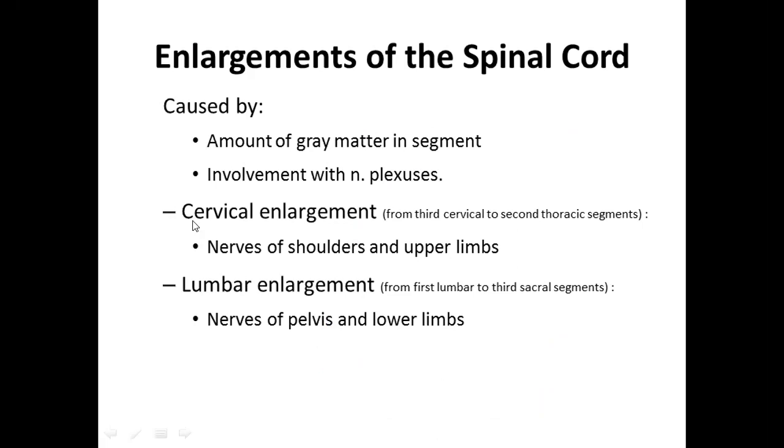The first one is the cervical enlargement, which extends from the cervical segment C to the second thoracic segment. And this gives origin to a plexus, the cervical plexus, supplying the shoulder and upper limb. The second enlargement is the lumbar enlargement, which extends from the first lumbar segment to the third sacral segment. And this gives origin to a plexus of nerves called the lumbosacral plexus, supplying the nerves of the lower limb and the pelvis.